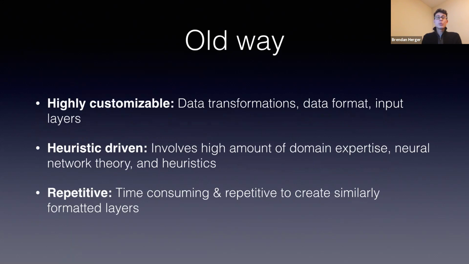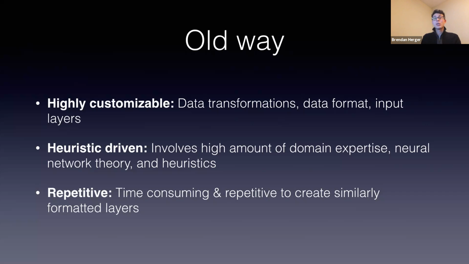So as I mentioned before, the old way of doing things, if you're just using TensorFlow or Keras or PyTorch or any of these frameworks, is very, very highly customizable. You choose your own data transformations, you choose exactly what you want to have happen with your data, the format and the input layers, and actually connecting these input layers, saying, hey, I've got 30 variables with this kind of shape. If you've done any sort of dealing with Keras before, you know the input shape can be a real pain. It takes a lot of time.